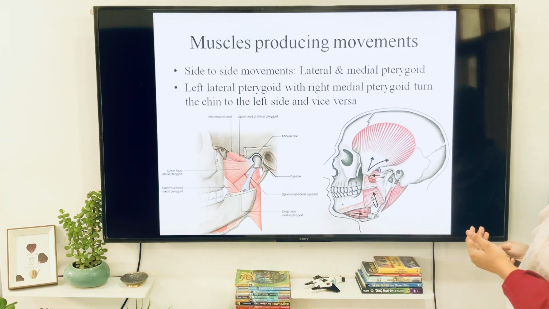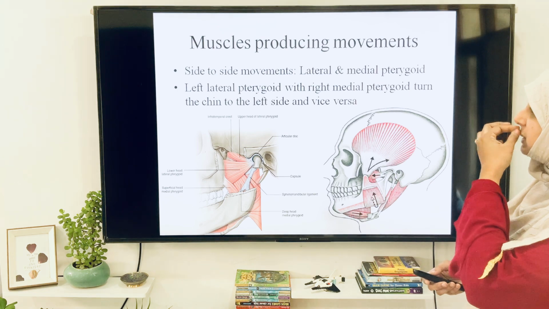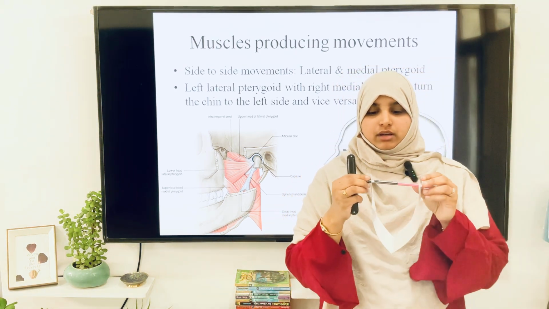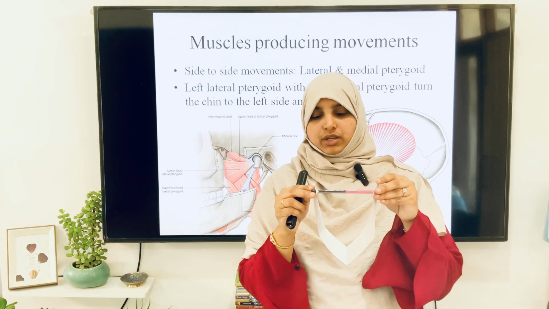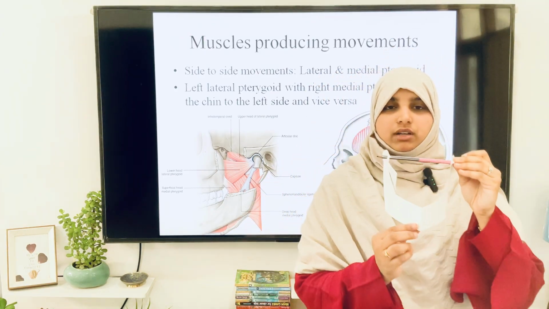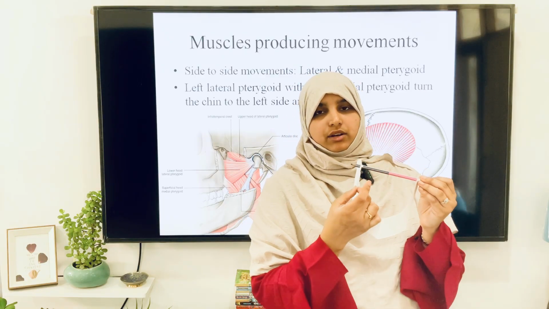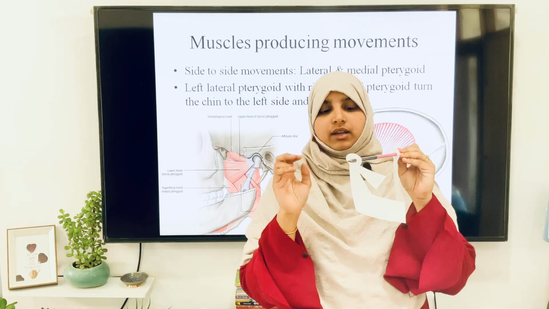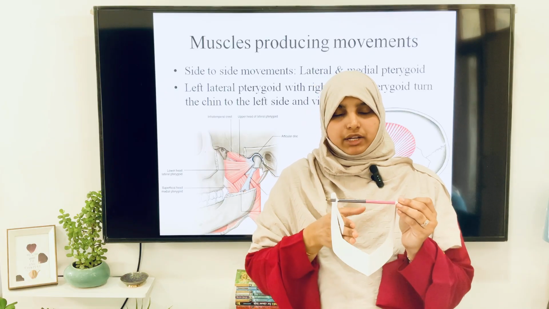Next we have the side to side movement. So what do we mean by this side to side movement? Here, if this is the right TMJ, this is the left TMJ. In this side to side movement, if the chin has to move towards the left side, the right side's pterygoid is involved. As you can see, I have stuck the lateral pterygoid here, not a very great model, just like that. So we have the lateral pterygoid, and we will have the medial pterygoid here.